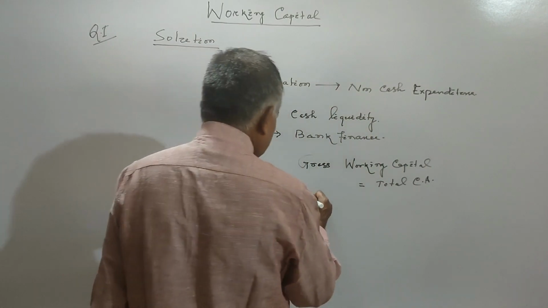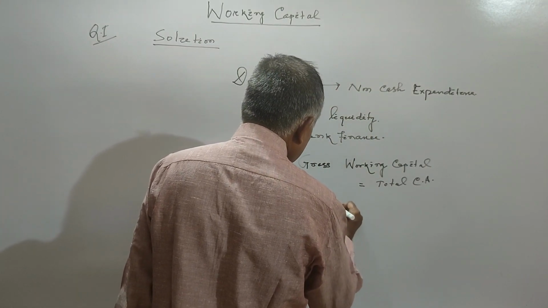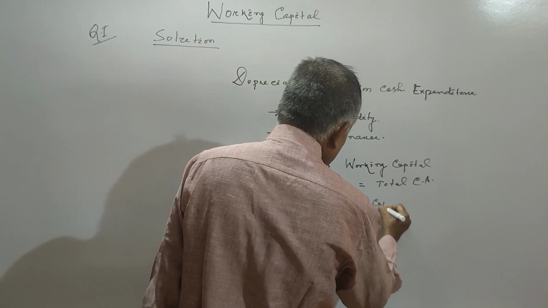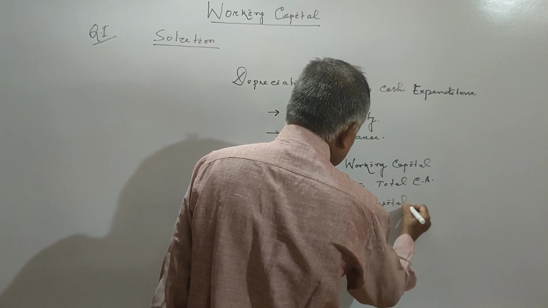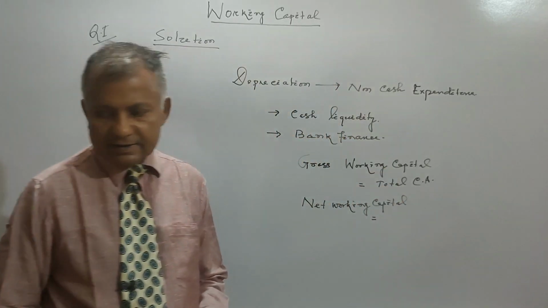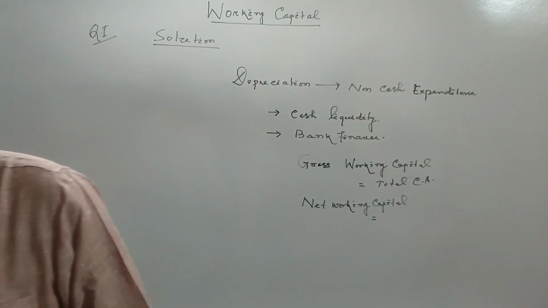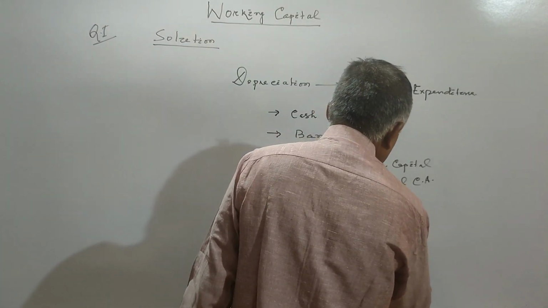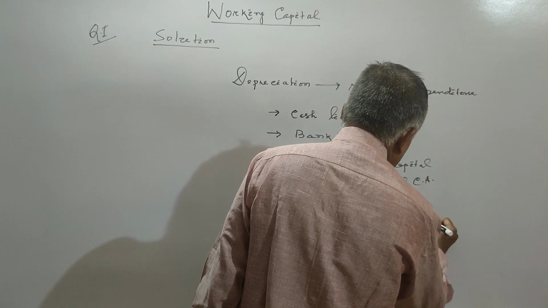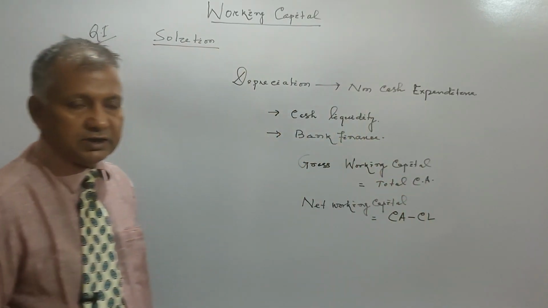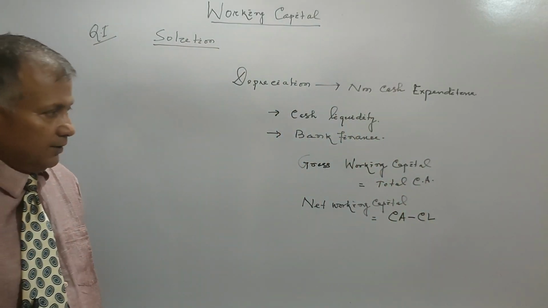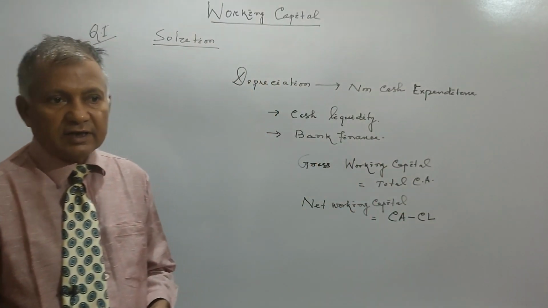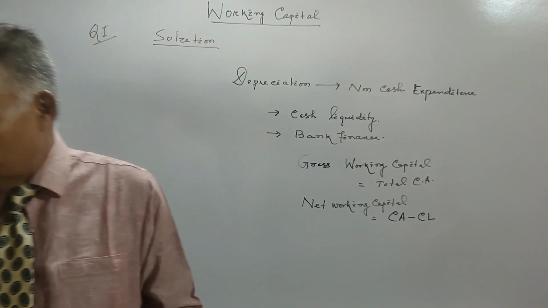Another one is your net working capital. Net working capital is referred to as CA minus CL, that is current assets minus current liabilities. This is your net working capital. So with these fundamentals, let us start with problem number 1.